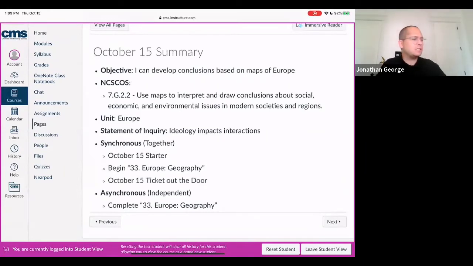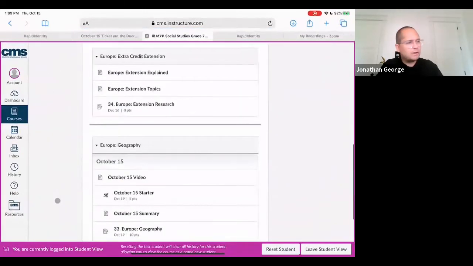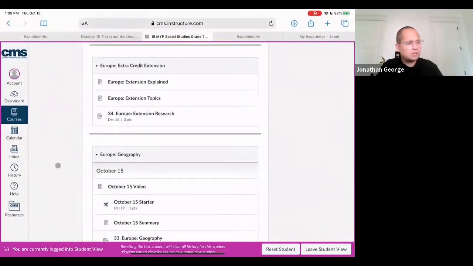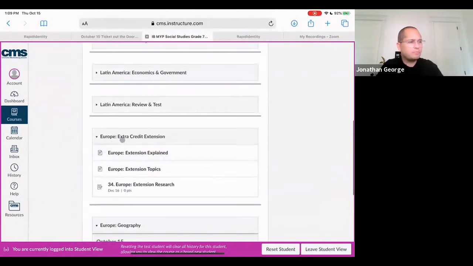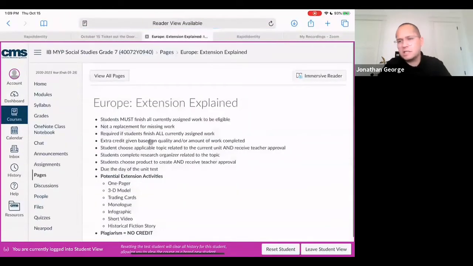Okay, so let's transition now to, actually, here's what I want you to do. I want to talk about the extra credit extension, because I think this would be very beneficial. So what I've done here for Europe, because nobody did this for Latin America, so I want to reintroduce this idea. So if you go above Europe Geography, you're going to see Europe Extension Explained. This is going to just tell you what you need to do, why I'm doing this, what your options are.